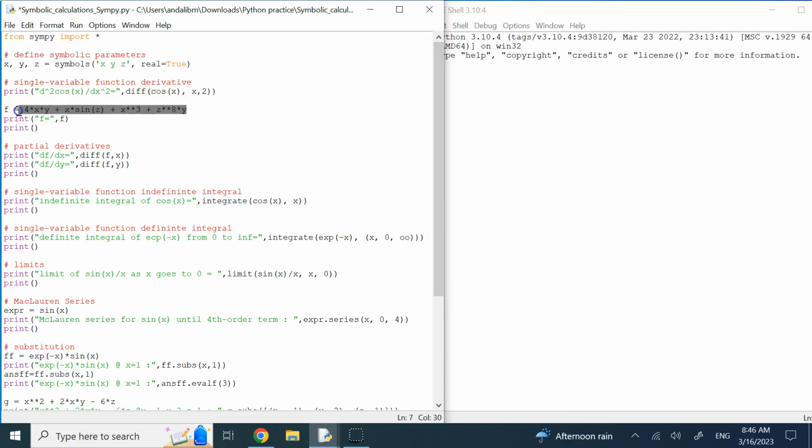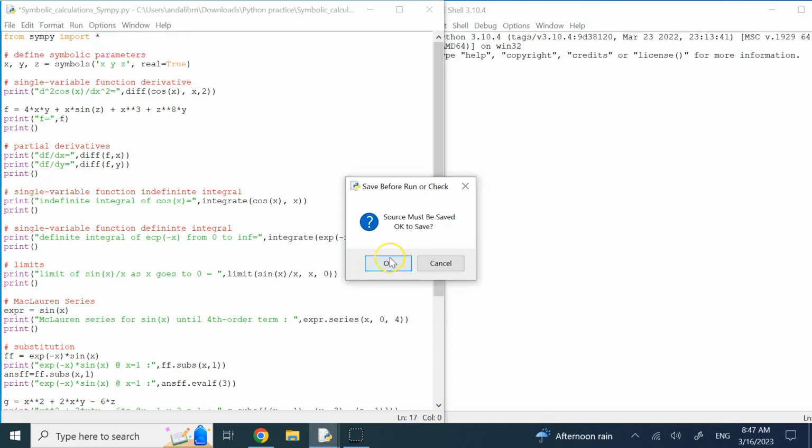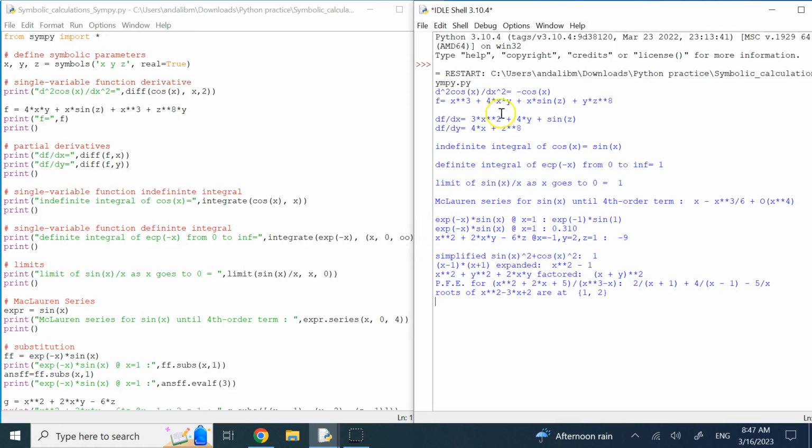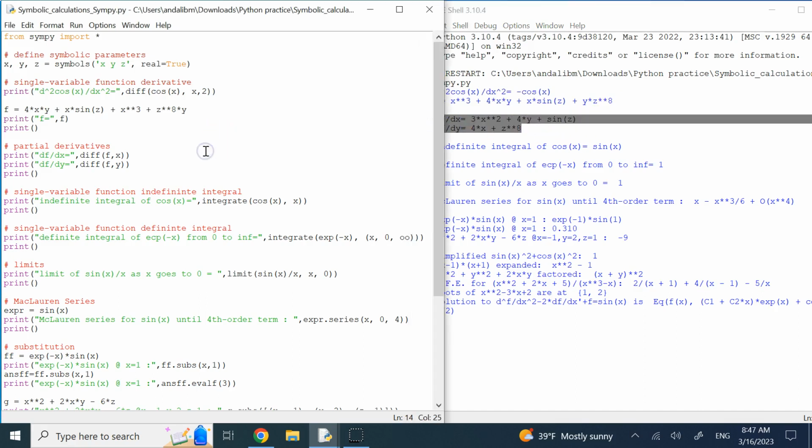Here I'm defining a function that has basically 3 parameters, x, y, and z. And then here I'm taking partial derivative with respect to x and partial derivative with respect to y. So let me go ahead and run this part for you. Okay, so this is that negative cosine I told you. This is that function. And now look at the derivative of function with respect to x. Of course, x cubed is 3x squared, 4xy is 4y, and then x sine of z is sine of z. And derivative with respect to y is 4x here, and then z to the power 8 here. So you see it is doing the job perfectly.